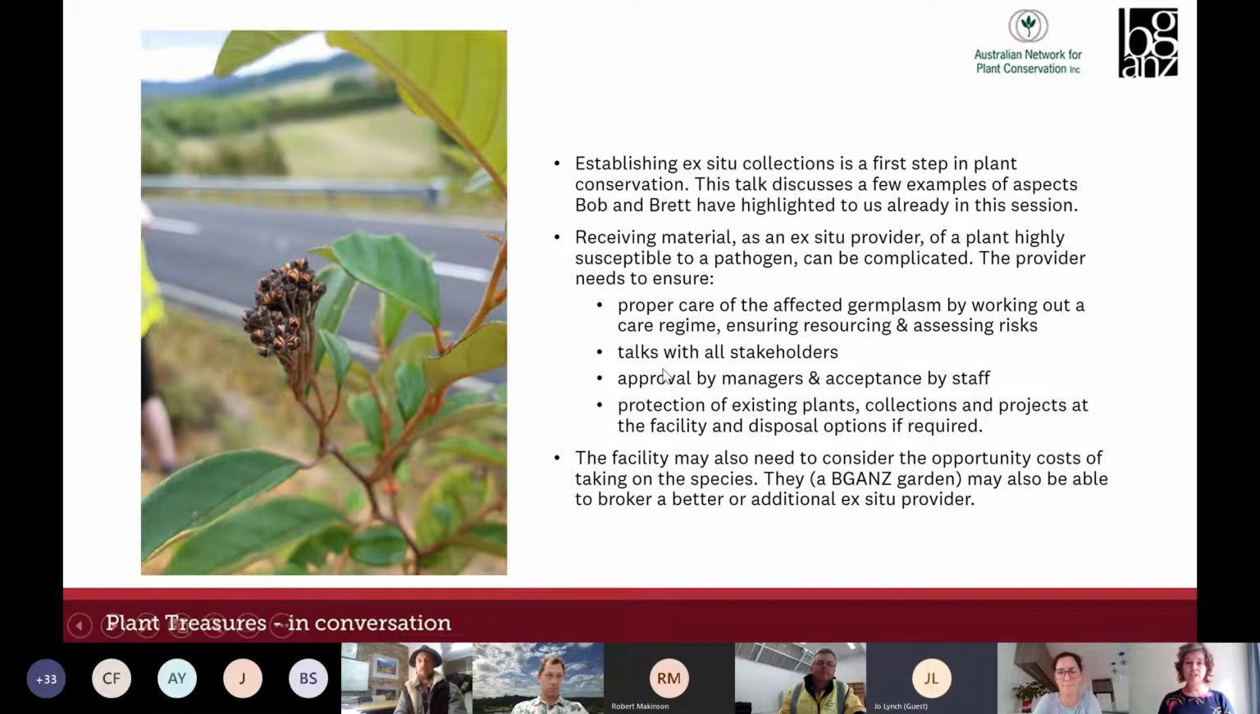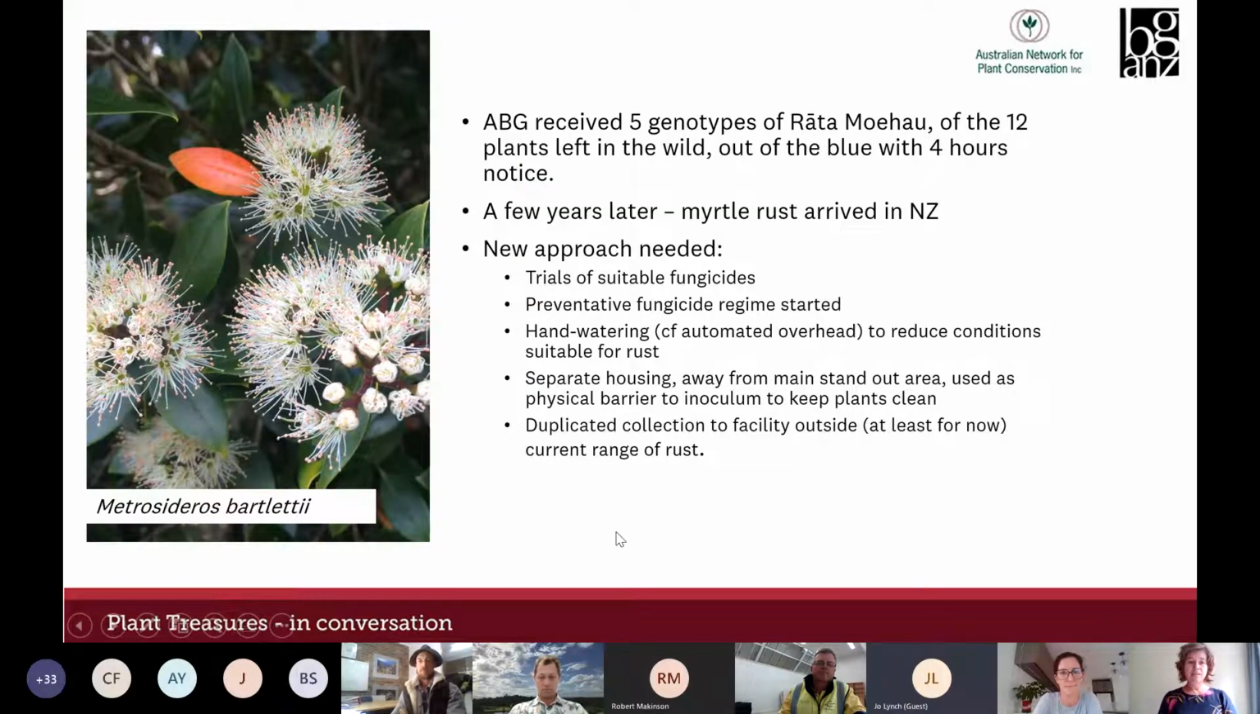place for that collection. So my first case study is on Rata moiho, Metrosideros bartlettii. Auckland Botanic Gardens received 5 genotypes of Rata moiho of the 12, or sometimes people say 13, plants left in the wild. And it was sort of out of the blue with 4 hours notice. It related to a helicopter collection of material actually for DNA analysis. And then when they looked at the material, they thought, hey, some of this could be propped.